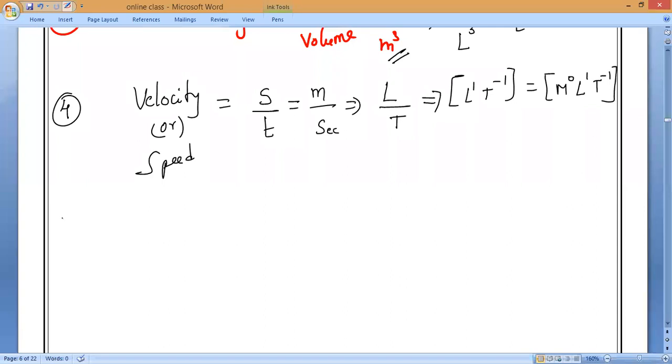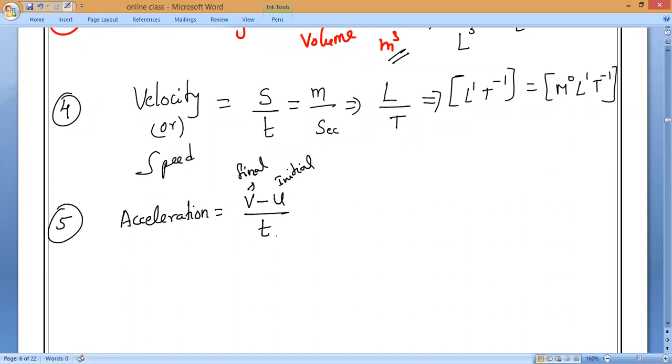Next. We all know acceleration. So what is the formula of acceleration? Fast. Acceleration means meter per second square. Acceleration means final velocity minus initial velocity divided by time. Do you remember this from 9th class? Yes, sir. So what is the unit of velocity? Meter per second. What is the unit of time? Second. So if you modify it, what is the unit for this? Meter per second square.